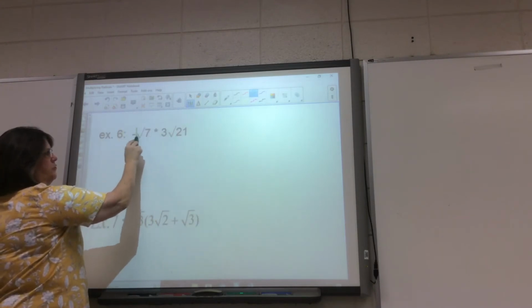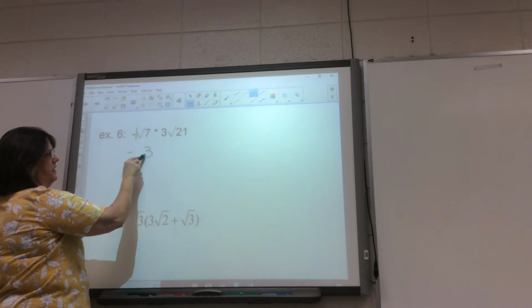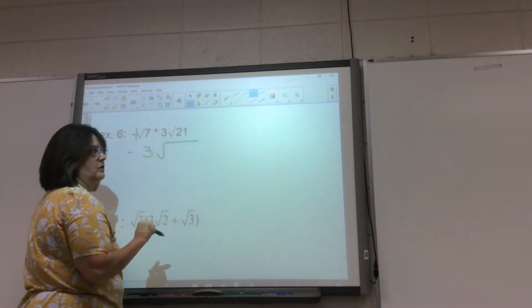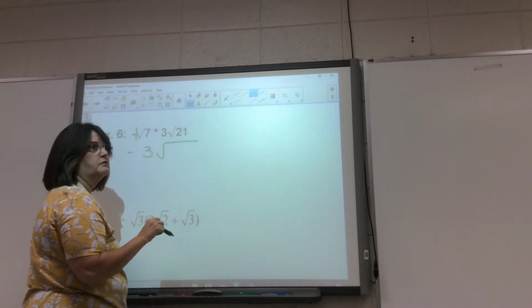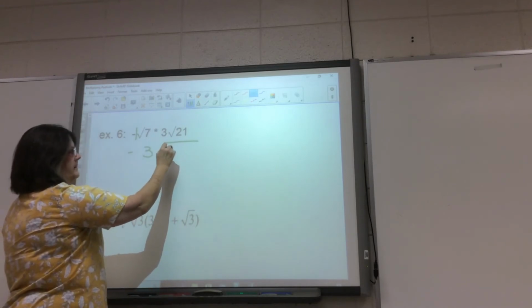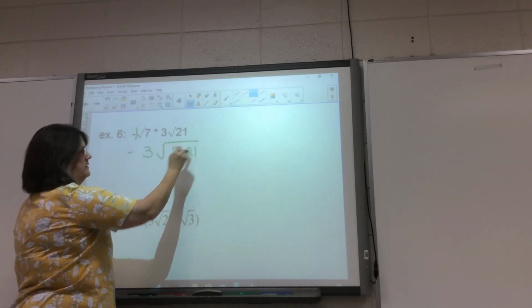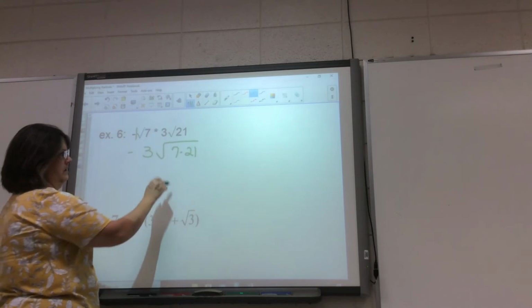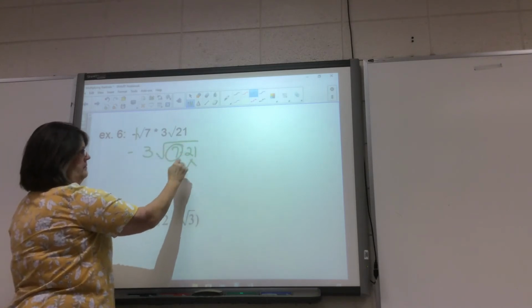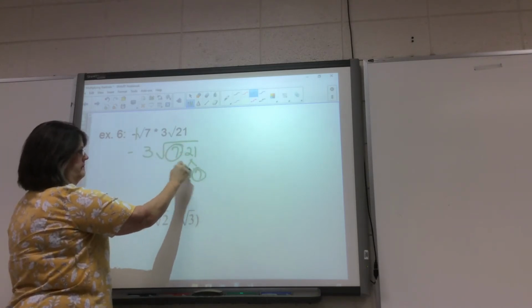Understood 1. So 1 times 3, negative 3, onto the square root of, I don't know what 7 times 21 is, 147. But I'm not going to write that down. I'm just going to do this. Sometimes you just take the easy way out. 7 is prime. This is 3 times 7.